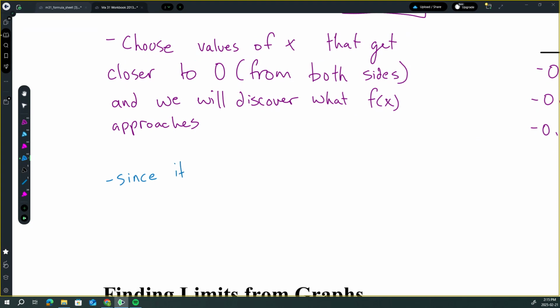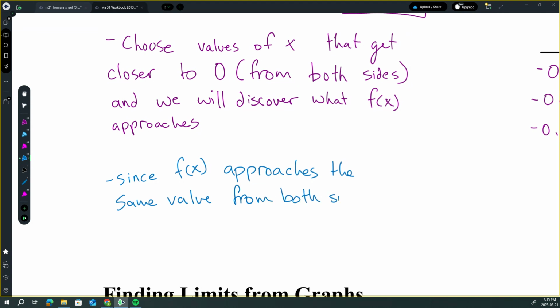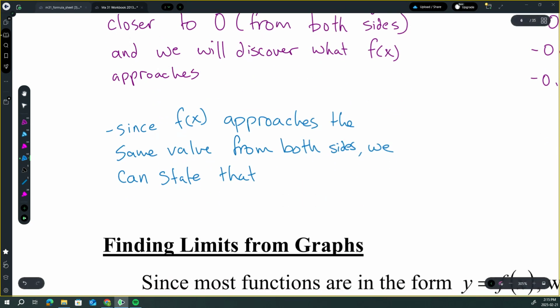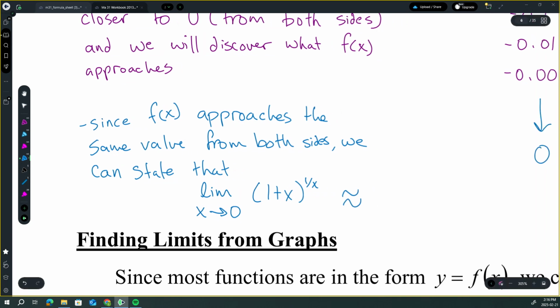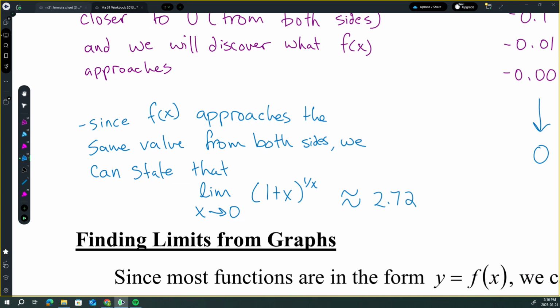So since f of x approaches the same value from both sides, we can state that the limit as x approaches 0 of (1 plus x) to the power of 1 over x is approximately equal to 2.72.